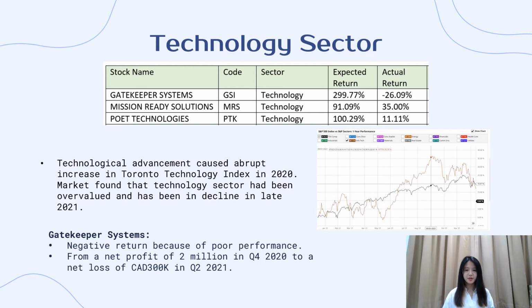However, for Gatekeeper System, the reason for having a negative return was because of its decreasing revenue, from a net profit of $2 million to a net loss of $300,000 in 2021.